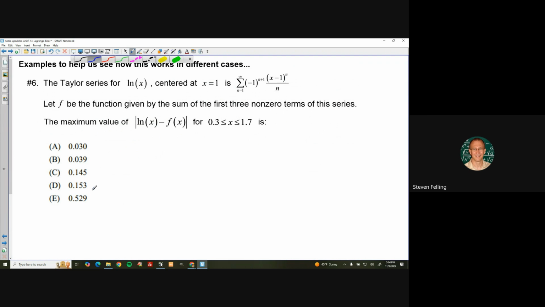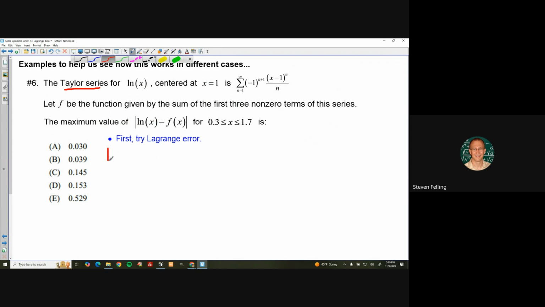Okay, so we might try different things here. This is a Taylor series, so I'm going to show you actually 2 wrong ways to solve it, and then we'll look at the right way to solve it. So what we might first do is say, hey, wait a second, this is a Taylor series, so why don't we use a Lagrange error?